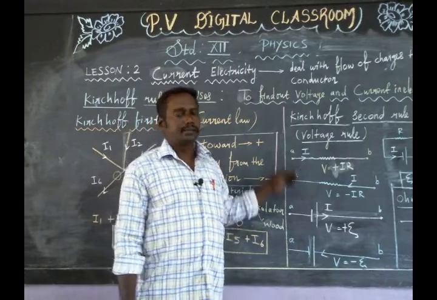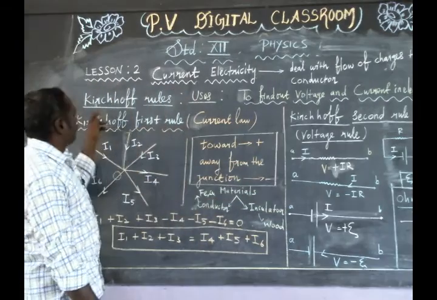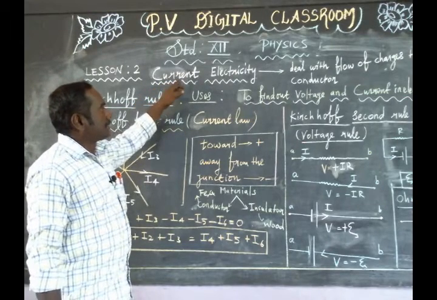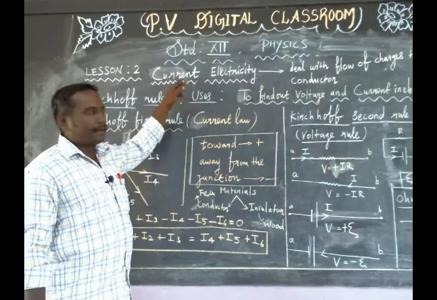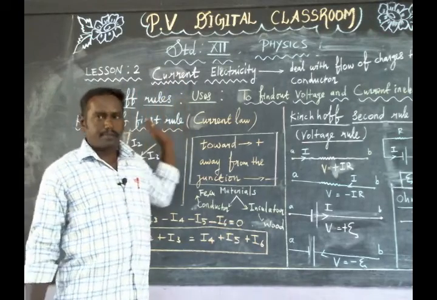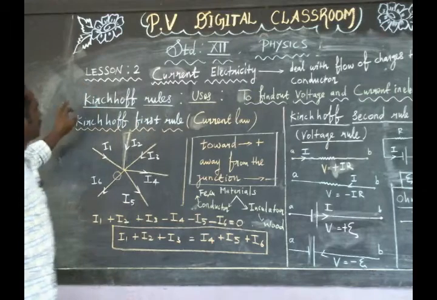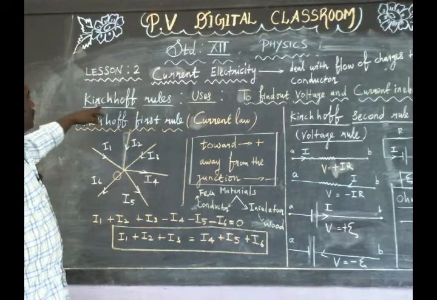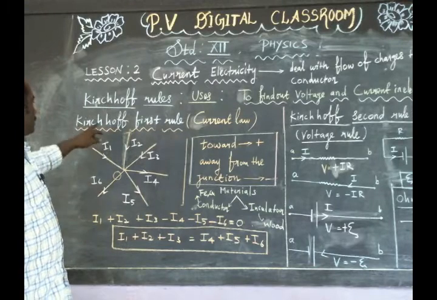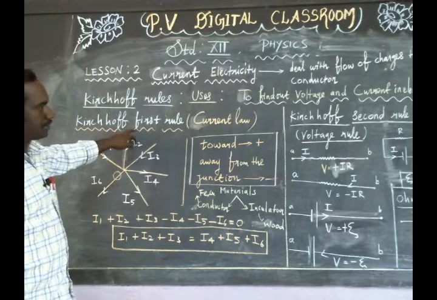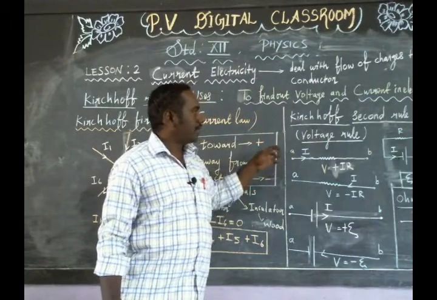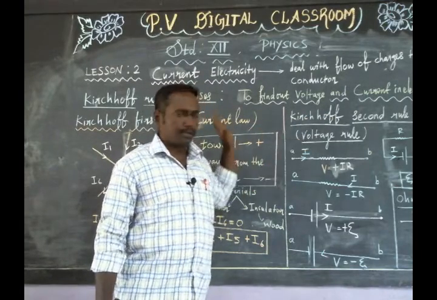We are going to discuss the topic Kirchhoff's rules in current electricity, lesson 2, page number 107. There are two types of rules. The first one is Kirchhoff's first rule. The second one is Kirchhoff's second rule, another name for which is the voltage rule.